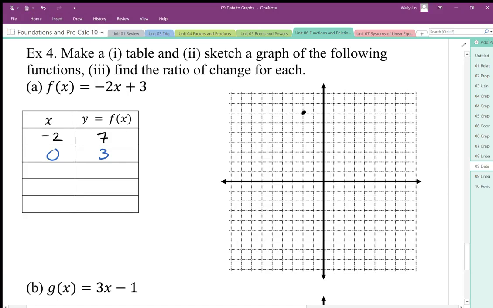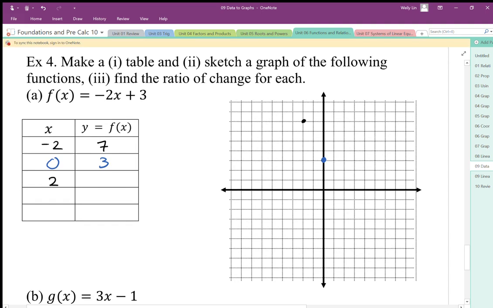0, 3 is my starting point. Put a few other random points in there. It doesn't matter what point you use, because what we're really looking for is the pattern. So when x is 2, y is going to be -1. And again, I'm looking for a straight line pattern. It looks like I'm on the right track. -8 plus 3 is -5. So 4, -5. They all seem to line up in a straight line. Looks like the right pattern. So there's my graph. I'm going to sketch this graph in. Okay, so there it is.